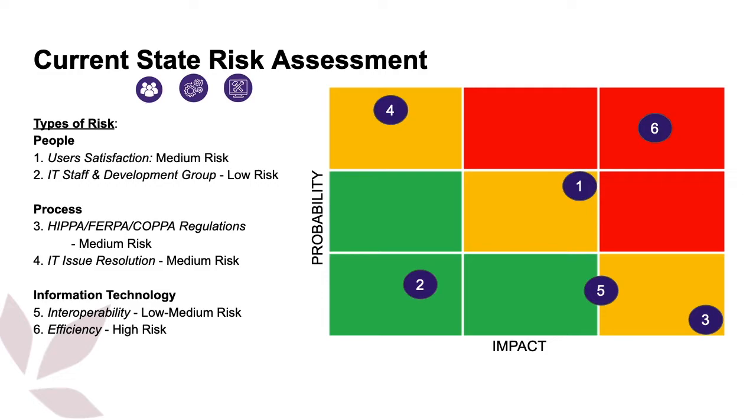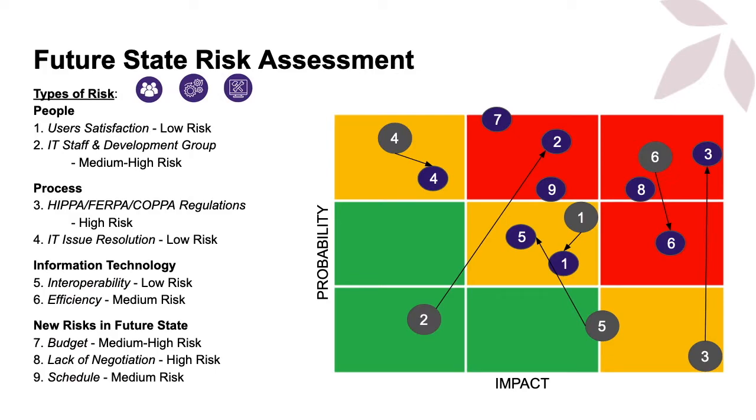Next slide, please. For the future state risk assessment, we learned that the user satisfaction risk becomes low because of their ability to conduct the administrative task either through MyChart by MyProxy or through the innovative mobile application. For processes, their regulatory and compliance risk increases because although we have these innovative services, that allows for more potential breaches. And finally, the interoperability risk decreases because of the integration of these innovative services.